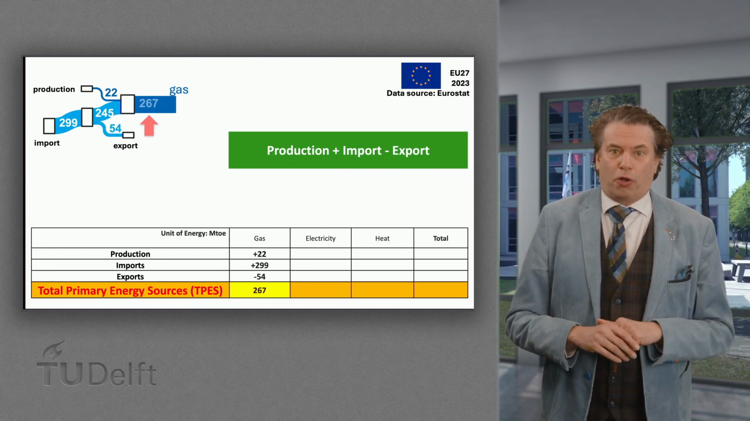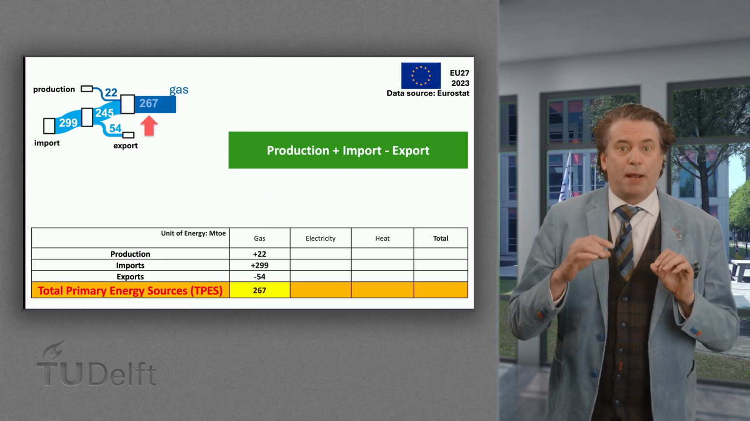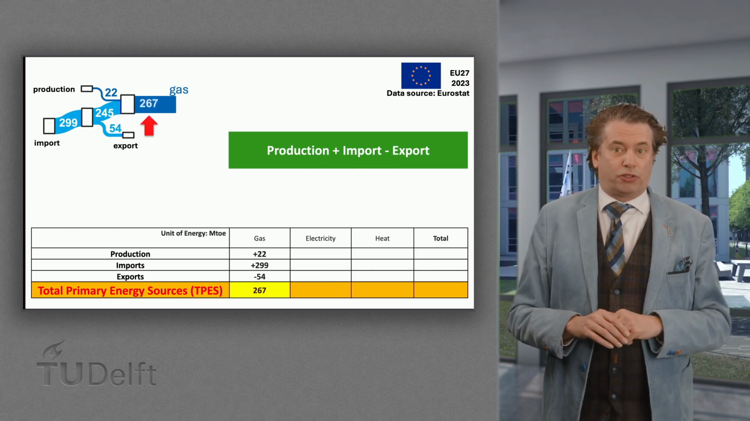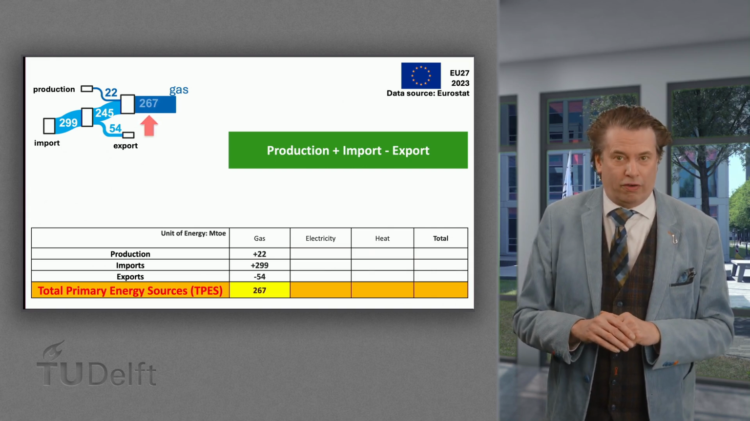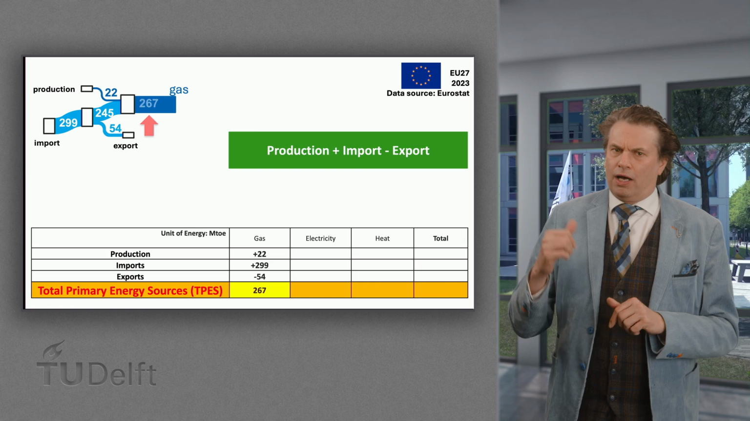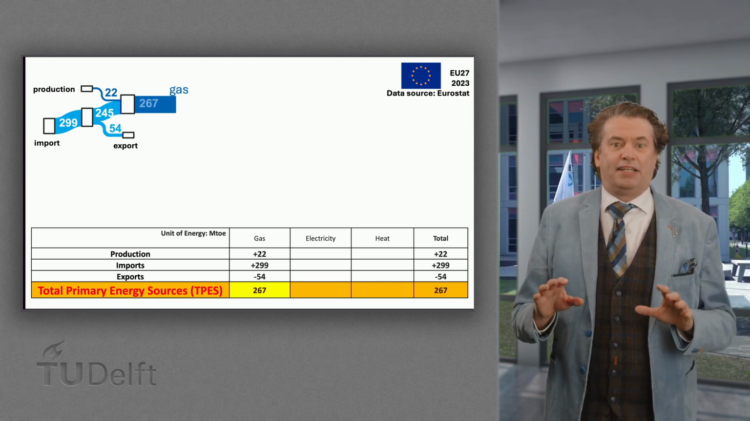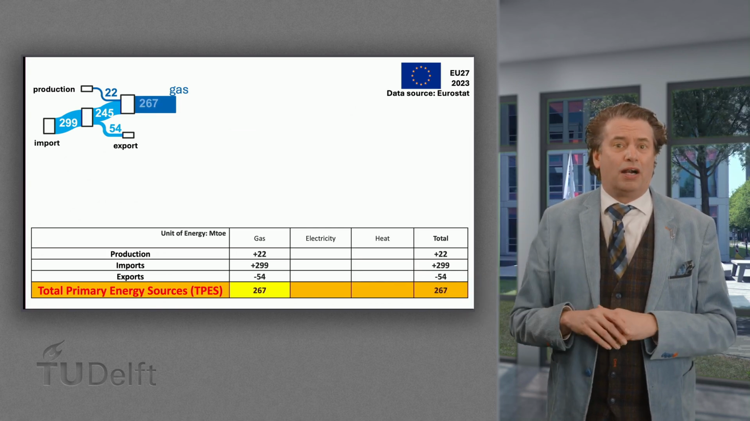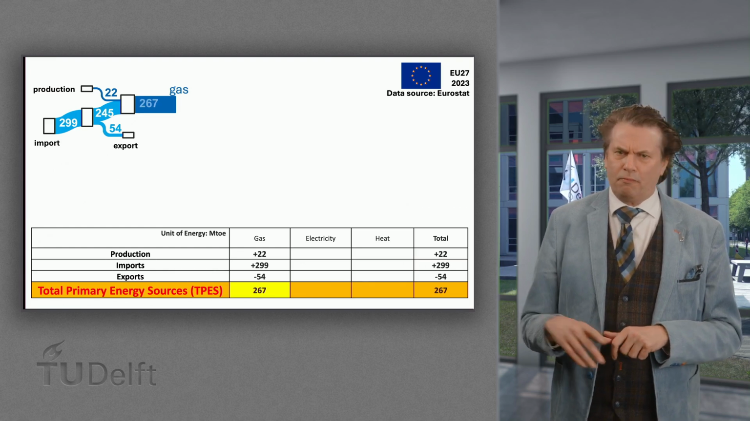This means that the total primary energy source gas available is the production plus import minus export, and makes for the European Union in 2023 a total of 267 megatons oil equivalent. The last column adds up all primary energy sources available, and as in this example we are only considering gas, the numbers in the total column are equal to those in the gas column.